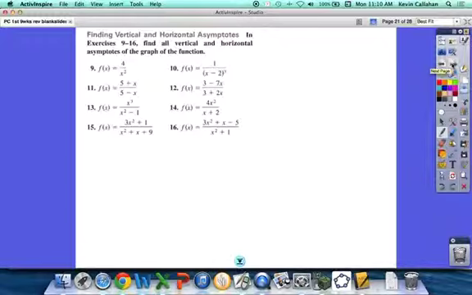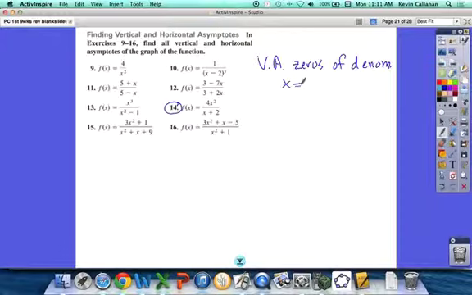Okay, find all the vertical and horizontal asymptotes. How do you find vertical asymptotes? Vertical asymptotes are zeros of the denominator, right? So, for example, 14, what is the vertical asymptote? X equals negative 2, right? And then how about horizontal asymptotes? How do we find them?